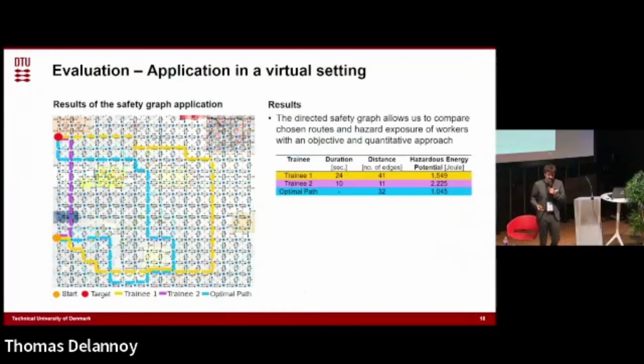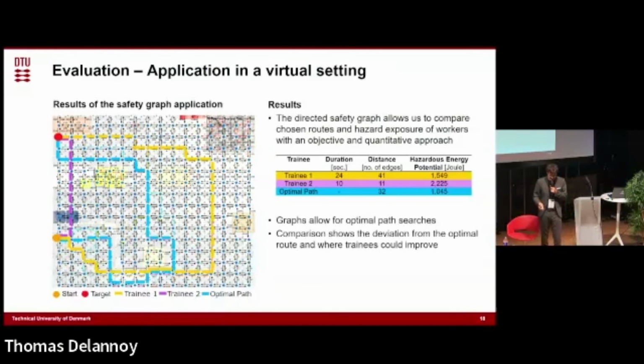And in this graph, we can also use pathfinding algorithms for finding the optimal path, so the lowest energy. And we can also compare how well one of the trainees performed compared to the optimum. Maybe I should point out the blue one here is one optimal path. There are others, and these pathfinding algorithms always find the optimum, but it's just one option. So with this example, we illustrate that we can use our graph to find the safest path in a construction site and also compare performances of different workers.